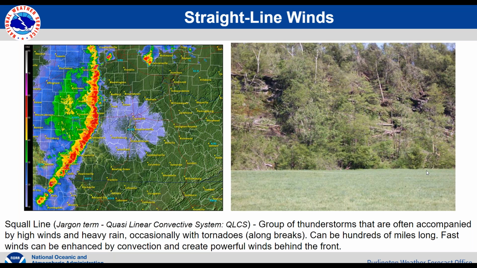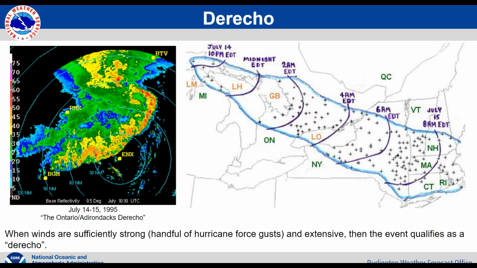All right. Straight line winds, these happen from squall lines. The jargon term is quasi-linear convective system, which are groups of thunderstorms that are often accompanied by those high winds and occasionally tornadoes. Generally these can be hundreds of miles long, and so with their fast winds they can create more widespread areas of wind damage, like what was observed along this hillside.